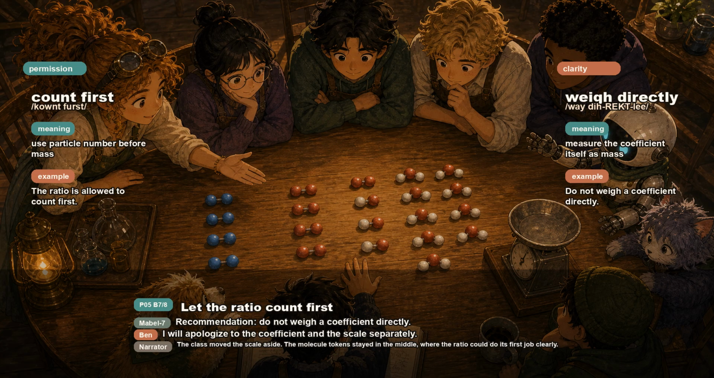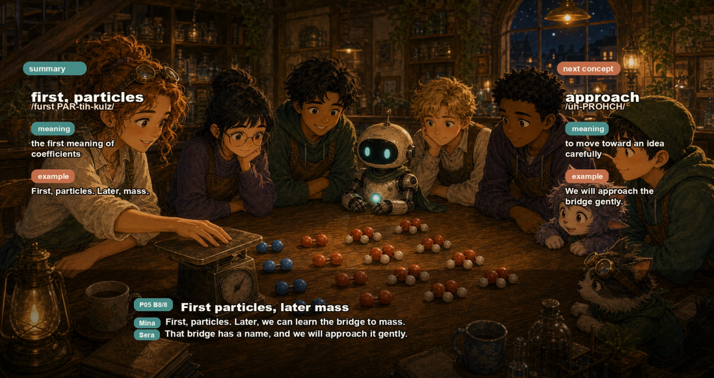The class moved the scale aside. The molecule token stayed in the middle, where the ratio could do its first job clearly. First, particles. Later, we can learn the bridge to mass. That bridge has a name, and we will approach it gently.